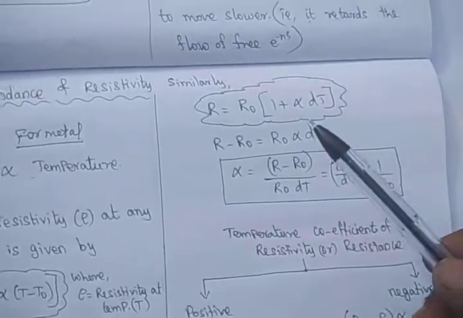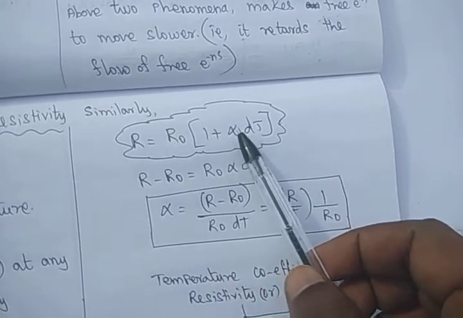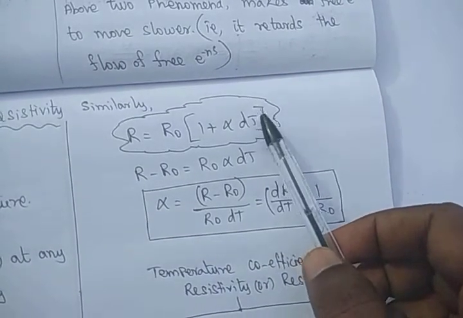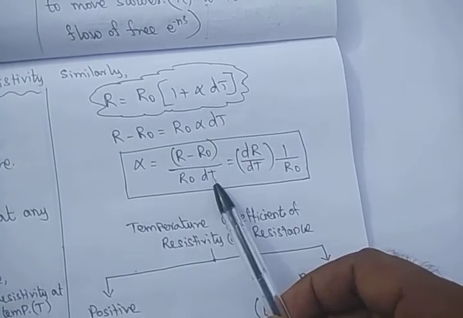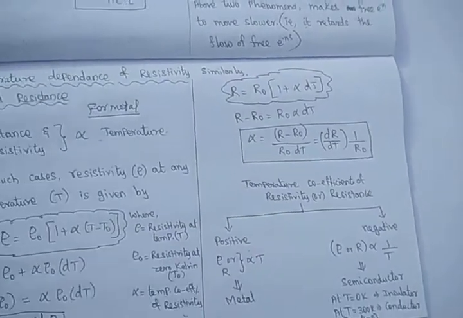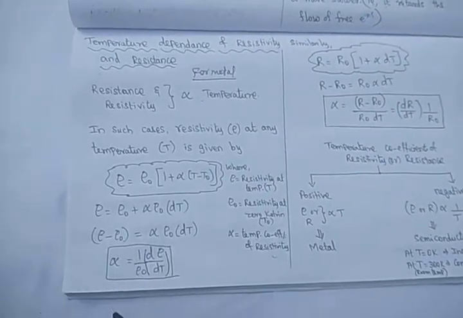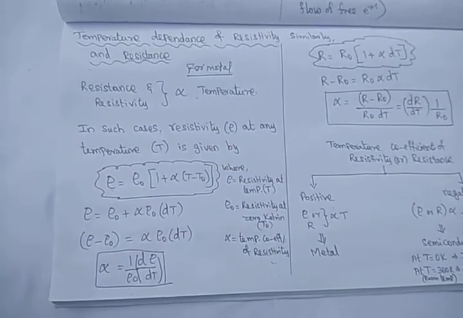Similarly, we can write the expression in terms of resistance. R is equal to R naught into 1 plus alpha dt, where dt is the difference in temperature, and alpha is equal to R minus R naught by R naught into dt. It is a mere expression. We should know the expression relating temperature, resistance and resistivity.